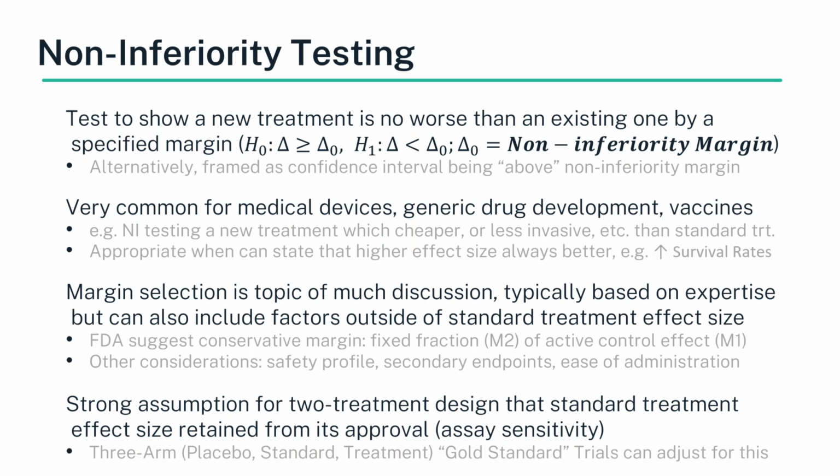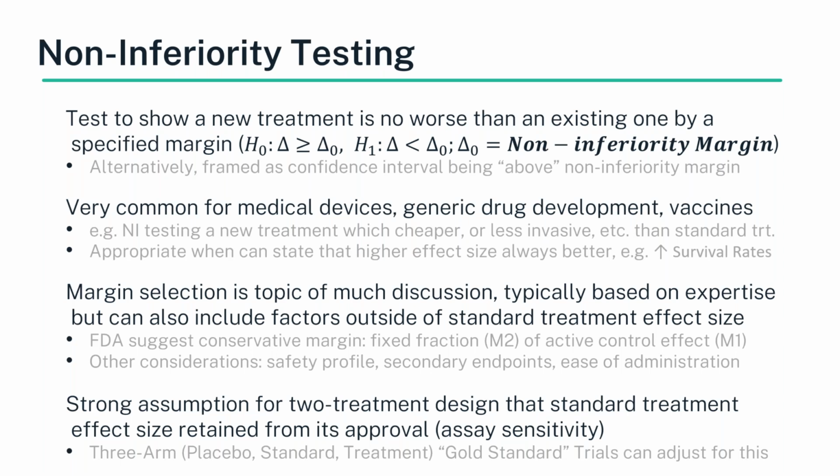And in certain cases, they're actually going to look for a 3-arm trial, which is seen as the gold standard in terms of assuring assay sensitivity in a non-inferiority trial. What this means is that you're going to have the addition of a placebo arm so that you can now have a direct assessment of the effect of the standard treatment versus placebo, and your margin can be a fraction of that.